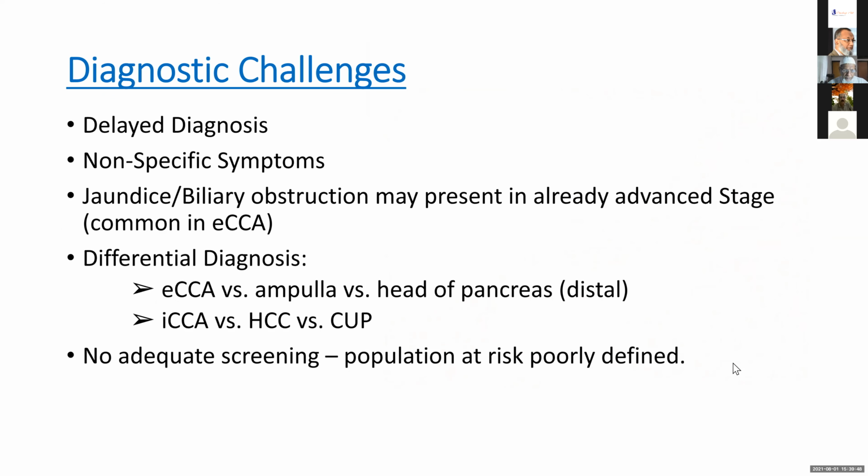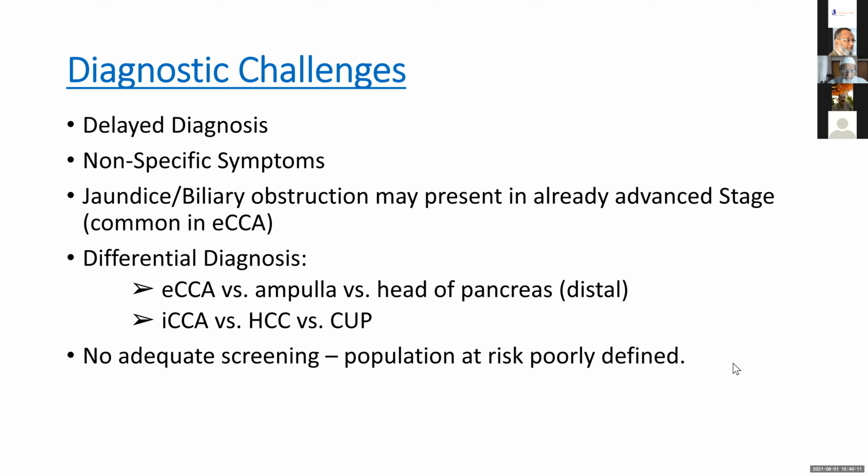So first of all, we start with the diagnosis. Biliary tract cancer is really challenging, and most of the cases are diagnosed very late. Why the late diagnosis? Because of the non-specific GI symptoms, and when patients become symptomatic, they usually present in the advanced stages, such as with jaundice or biliary obstruction.